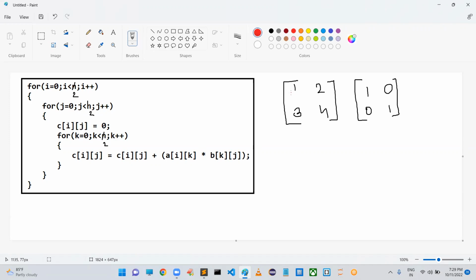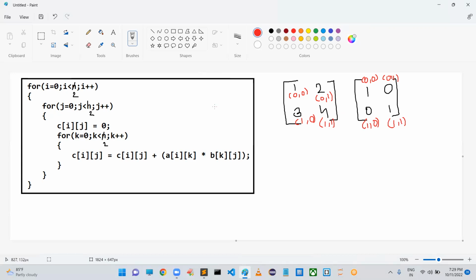What about locations? Listen carefully. In the first matrix, this will become 0, comma 0. This will become 0, comma 1. This will become 1, comma 0. This will become 1, comma 1. Similarly in the second matrix, this will become 0, comma 0, this 0, comma 1, this 1, comma 0, and this 1, comma 1.